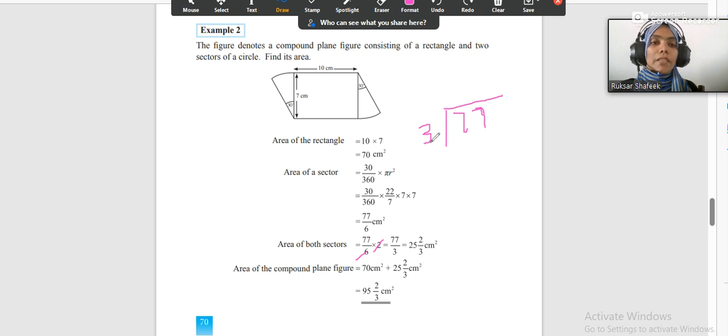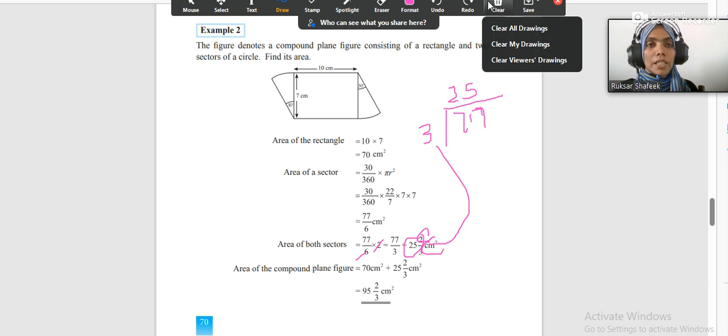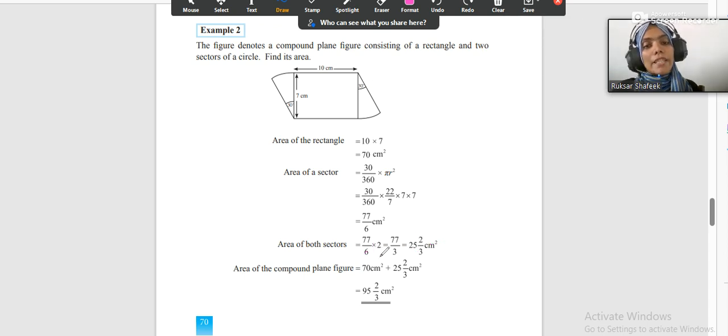so 7 divided by 3 is 2 with 1 remainder, and then you have 15, that is 3 times 5 is 15. So 25 wholes, 2 remainder. 25 whole comes here, the remainder comes as the numerator, and 3 goes as the denominator itself. So 70 centimeter squared, add 25 whole 2/3. So you add the whole numbers together, that will give you 95 whole 2/3.